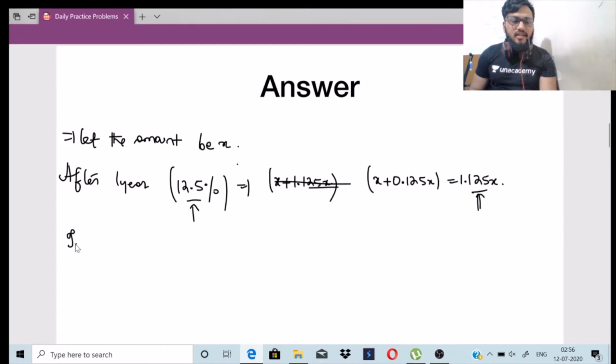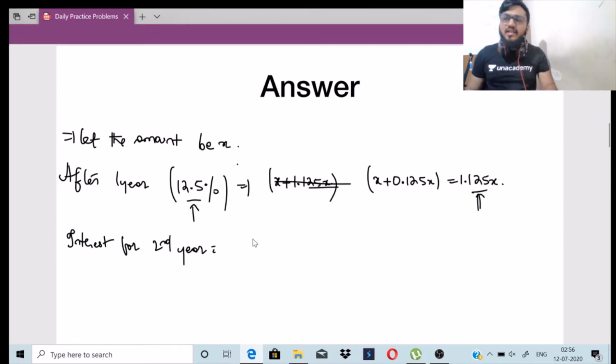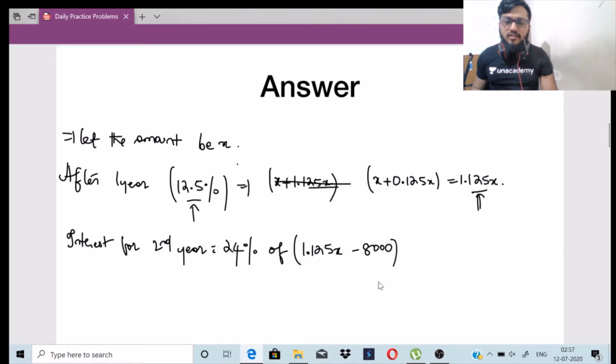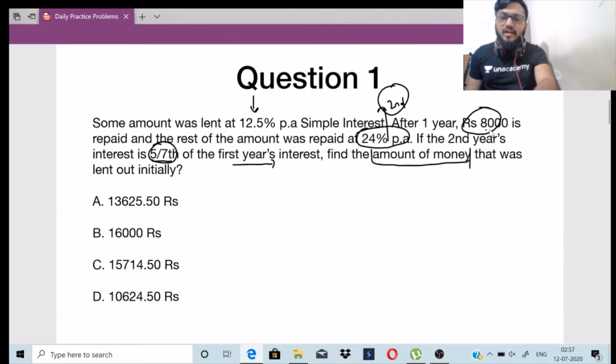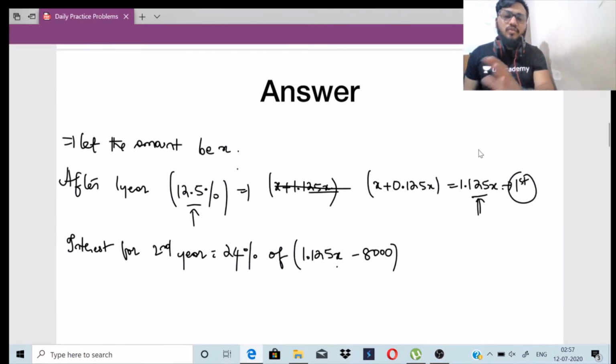What is the second year's interest? Tell me. Interest for the second year is 24% of what? 24% of this amount, 1.125x minus 8,000. 24% of 1.125x, the first year's amount, minus 8,000, because he has already paid 8,000 rupees back. The remaining amount will be given at 24% interest, right?